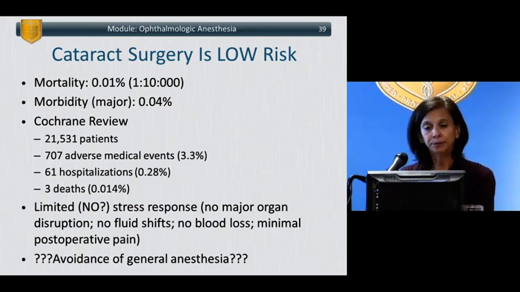The morbidity is also exceedingly low, thought to be about 0.04%. That's not 4%, but 0.04%. So that is 4 in 10,000.